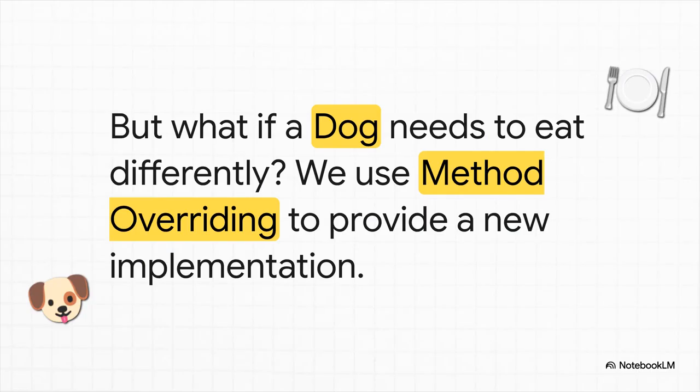Okay, that's cool. But what if our dog needs to eat a little differently than a generic animal? Maybe it eats special dog food. Well, for that, we use something called method overriding. We just give the eat method inside the dog class its own unique implementation. And we often use that @override annotation you see there. It's like a helpful little flag for us and the computer, making it super clear what we're doing.